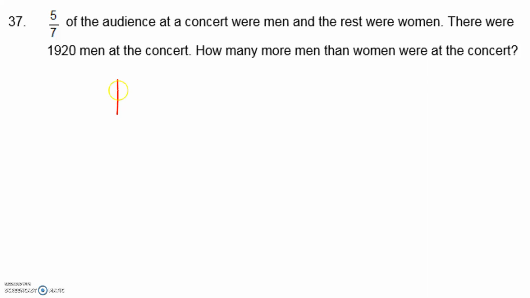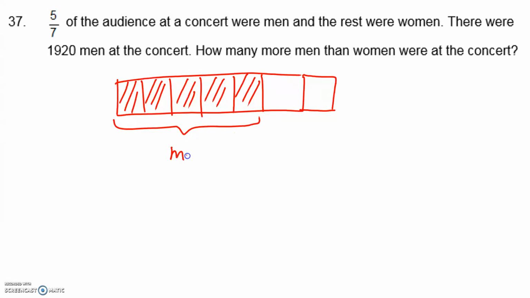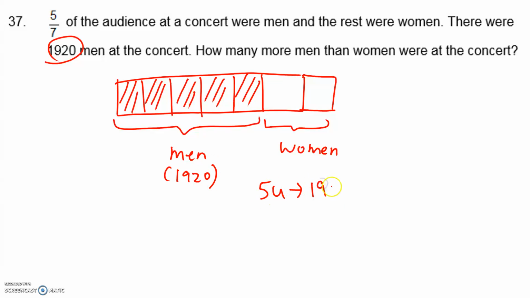7/... of the audience at the concert were men. So I'm going to draw a total of 7 units. 1, 2, 3, 4, 5, 6, and 7. And out of these 7 units, 5 units are men. So these are all the men, and the rest are going to be women. Now they said that the number of men is 1920. So 5 units gives me a total of 1920, which means 1 unit will be 1920 divided by 5, which will give me 384.